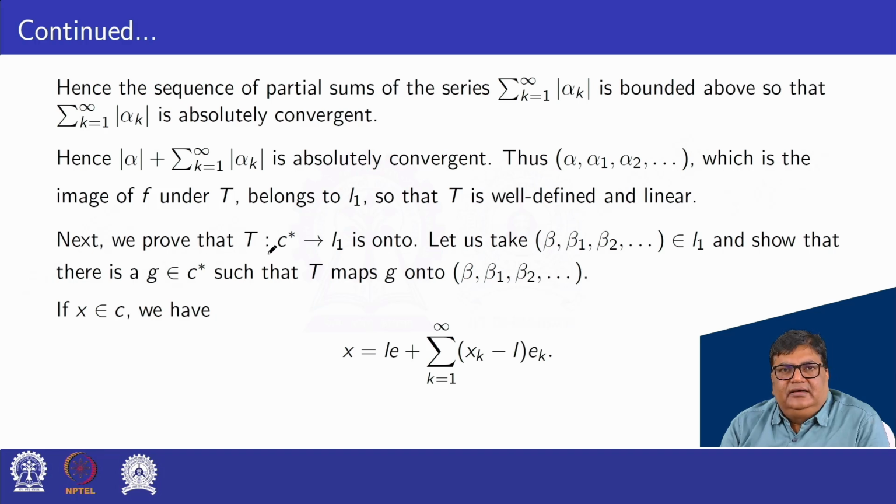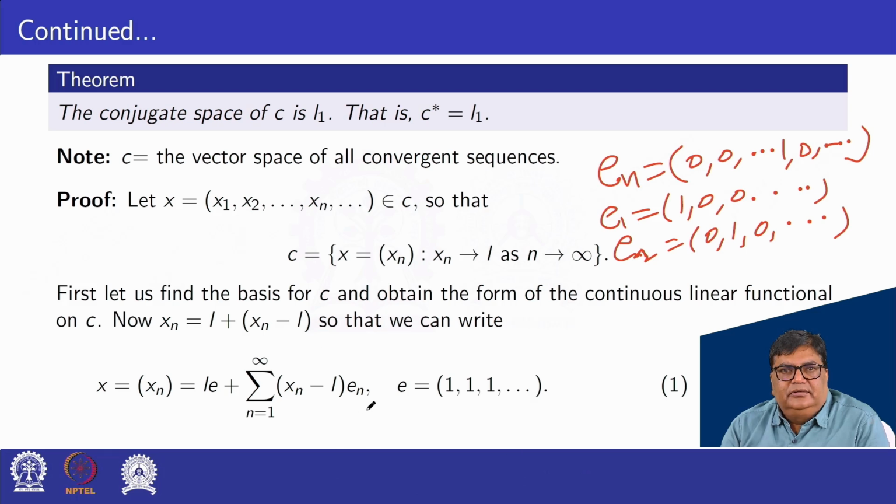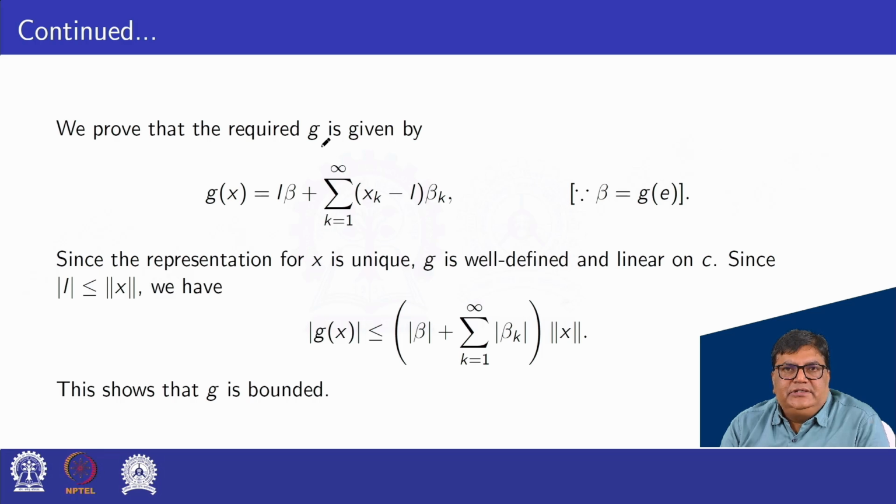Next, we prove that T from C star to L1 is onto. Let us take beta, beta 1, beta 2 and so on belonging to L1, so that there is a function g belonging to C star such that T maps g onto beta, beta 1, beta 2 and so on. If x belongs to C, we have x is equal to L e plus summation k is equal to 1 to infinity (xk minus L) into ek, as equation 1. We prove that the required g is given by g(x) is equal to L beta plus summation k is equal to 1 to infinity (xk minus L) beta k. So beta is g of e.